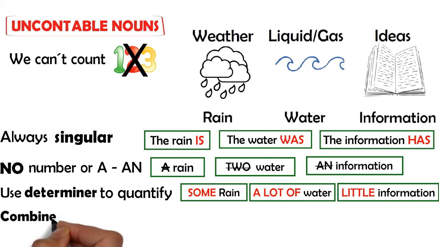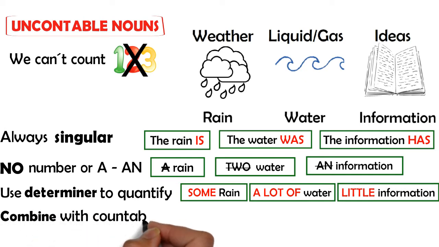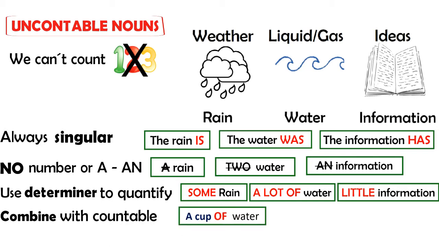And we can count them if we combine them with a countable noun. For example, a cup of water. Cup is countable. Or a box of information. Box is countable. For the next type, let's remember our 5 senses.